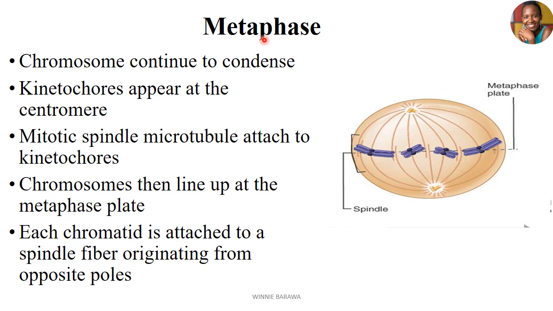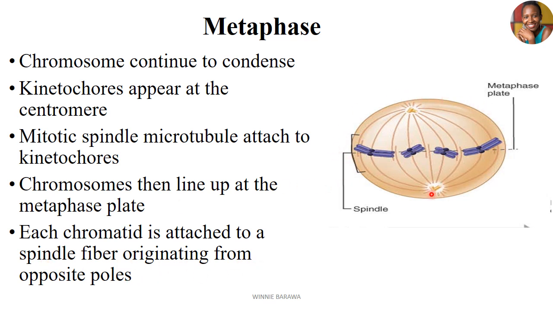Then in the metaphase stage of our mitosis, the chromosomes continue to condense. However, the kinetochores are appearing on the centromere and mitotic spindle tubules are attaching to these kinetochores. So the chromosomes end up lining up at the metaphase plate and each chromatid is attached to the spindle fiber that has originated from the opposite pole.